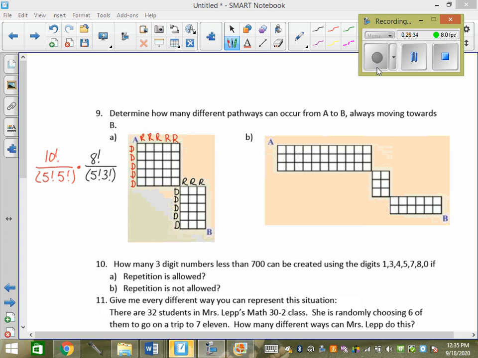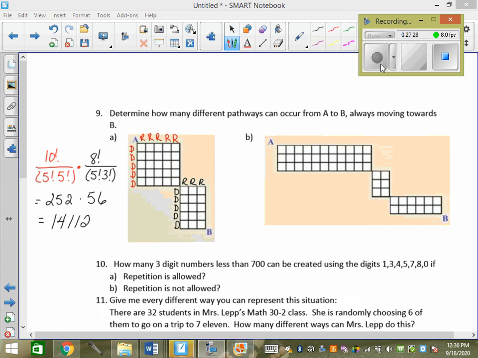Now when we type that in, you're going to get 10 factorial divided by 5 factorial 5 factorial, which is 252, times 8 factorial divided by 5 factorial 3 factorial, which is 56, equals 14,112.